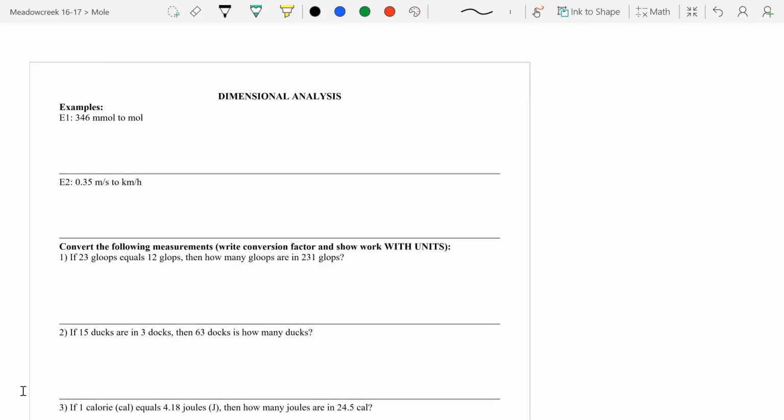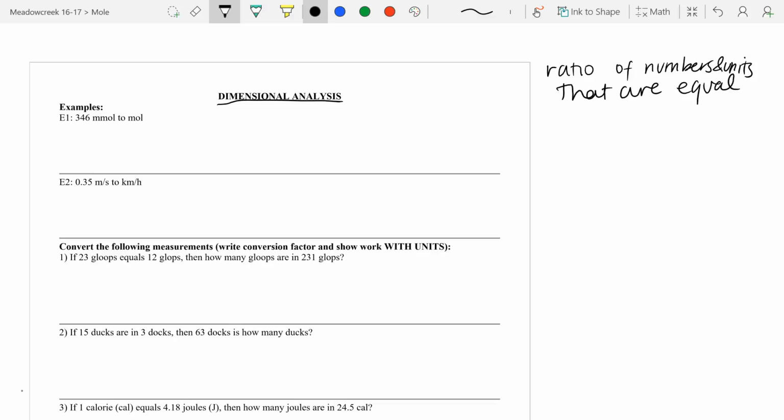Okay, so we're going to be talking about dimensional analysis, which is essentially just a math strategy that we use in chemistry and in science in general to convert units from one thing to another. Now a conversion factor is just going to be a ratio of numbers and units that are equal to each other.